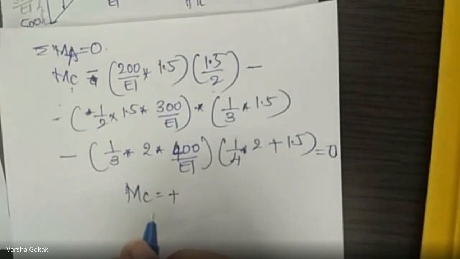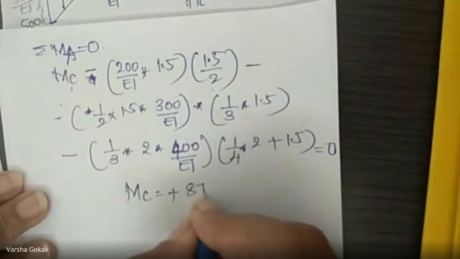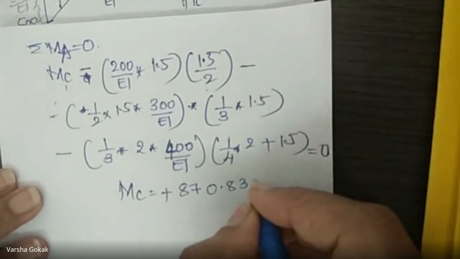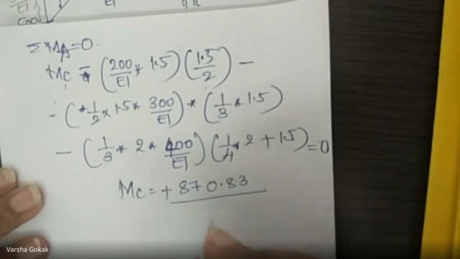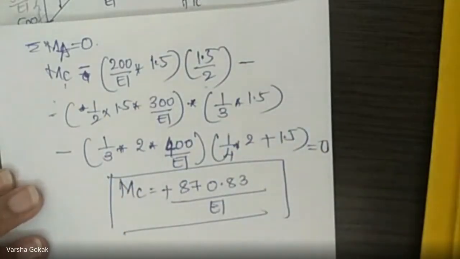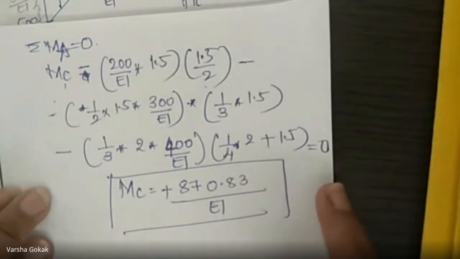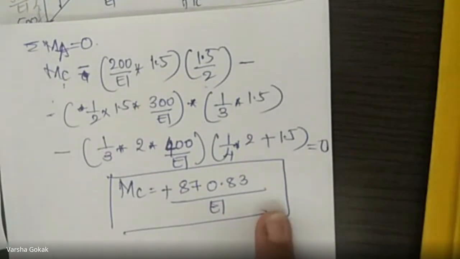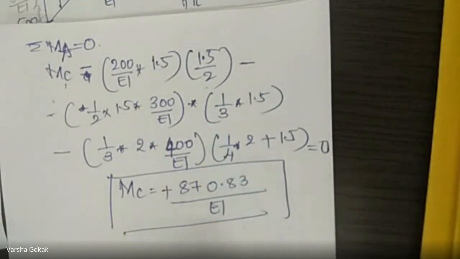I have a different value here. 87 point, yeah, 87.0.5. 870.83. Into 10 raised to something is there? It's just 870. Yes, ma'am. Yeah, correct. 870.83 is correct. 870.833 it is, so it will work. 870.83 by EI. This is the moment at C. Suraj, just check the calculation, it must have gone wrong.